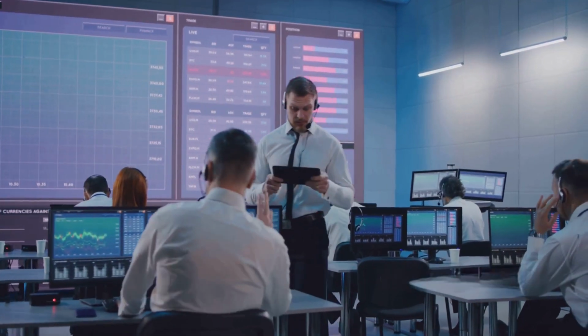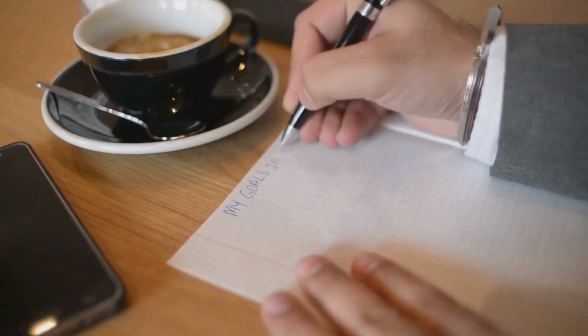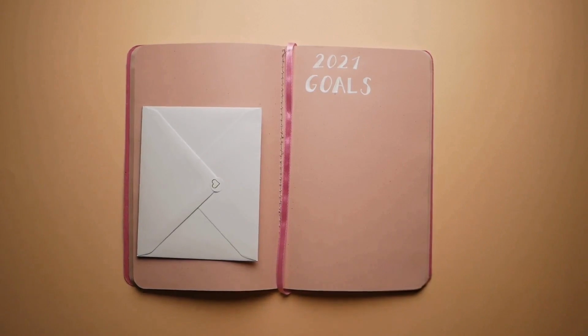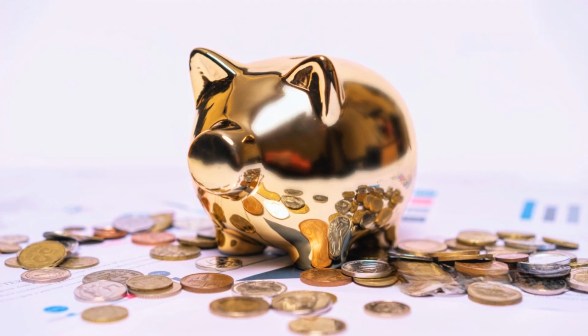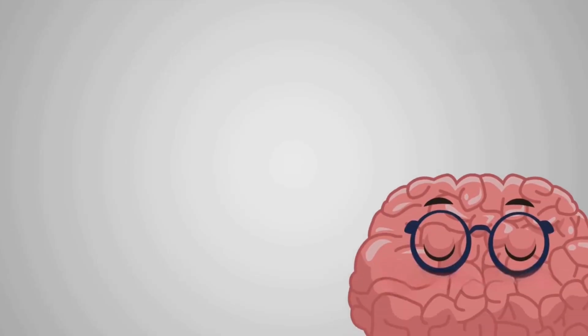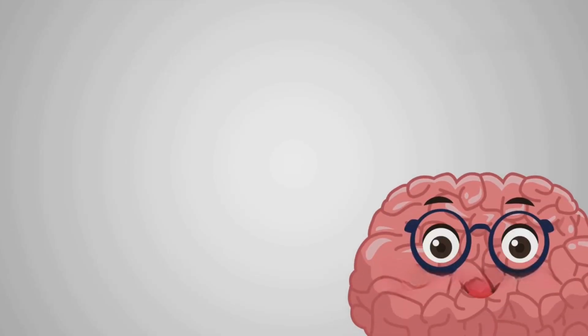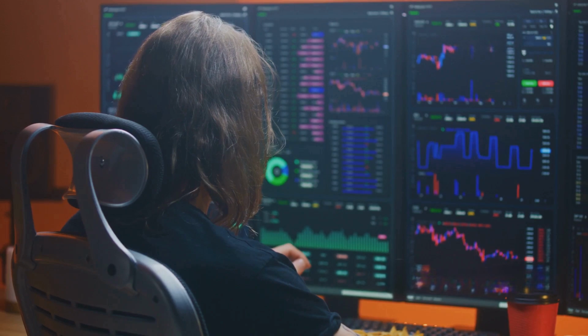Why? Because we humans are wired to pay attention to them. Think about it in your own life. When you set a goal, you often aim for a round number, right? I want to save $10,000 or I want to lose 20 pounds. It's just easier for our brains to process and remember these figures. Traders and investors are no different.